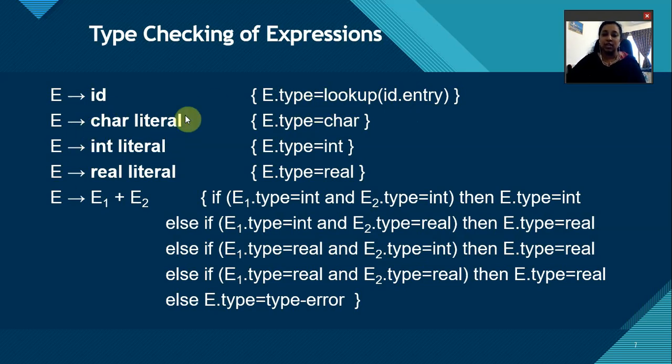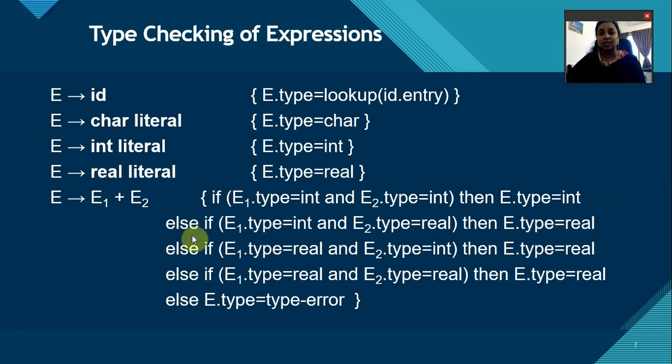Now these three are declarative statements. So you have character literals, integer literals and real literals. If this is the case, we are directly assigning the type for this declarative statement to be character. So E.type is character. Here it is E.type is int and E.type is real.